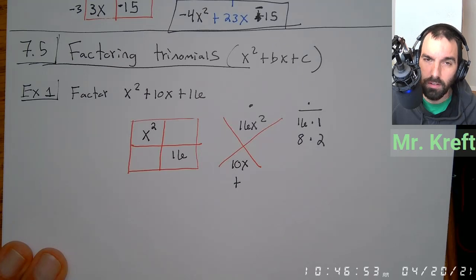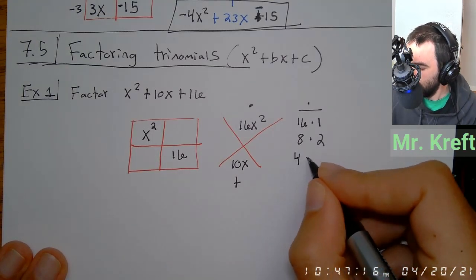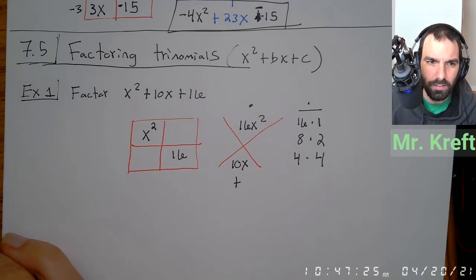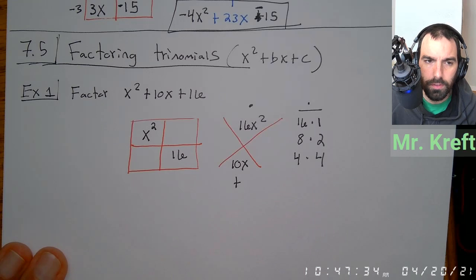Okay, does 3 go in there? Nope, 3 doesn't go in there. Okay, 16, is there anything else? What about 4? Does 4 go into 16? 4 times 4, yeah. Three times 5 is 15, right? So 3 times 6 would be 18. Okay, and I think this is it.